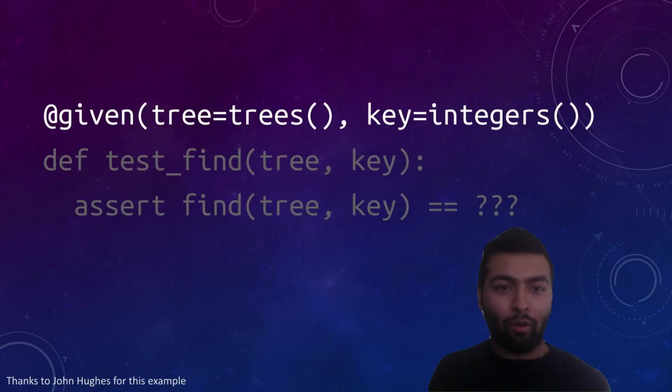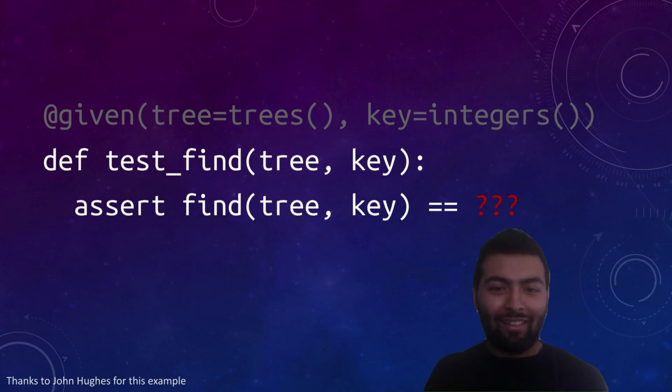So, suppose we want to test the find method. We generate a random tree and a random key. That's the easy part. And again, we run into a hitch when we want to write the test body. What does find return for a random tree and a random key? Either the key is in the tree and we want to return the associated value, or the key isn't in the tree and there's nothing to return. But how do we know what case we're in?